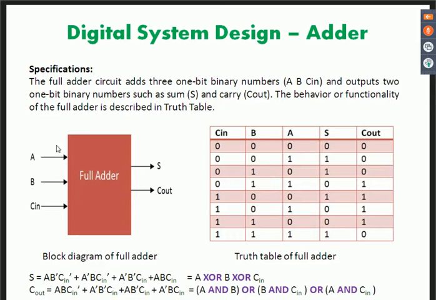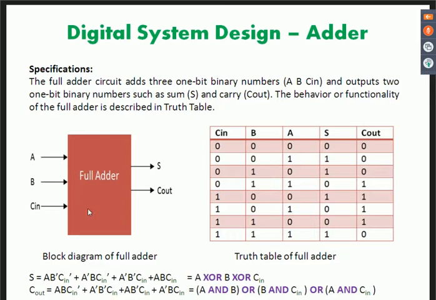Now this full adder will have A, B, C as inputs, then S and C out as outputs. S means sum and C out is carry out. Here A, B are the inputs and C is the previous carry. Anyway, this full adder will have a total of 3 inputs and 2 outputs.